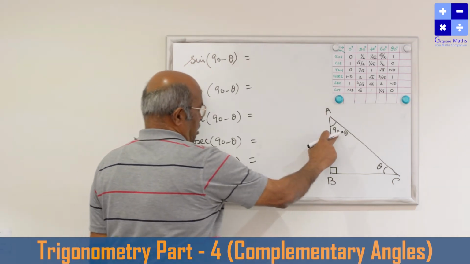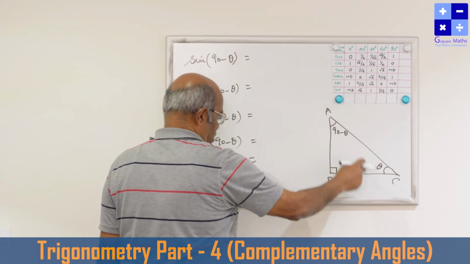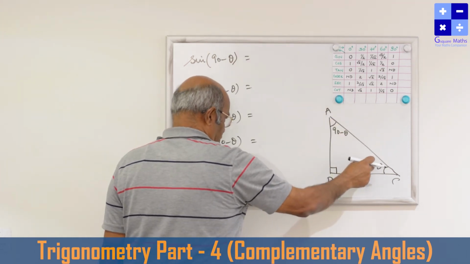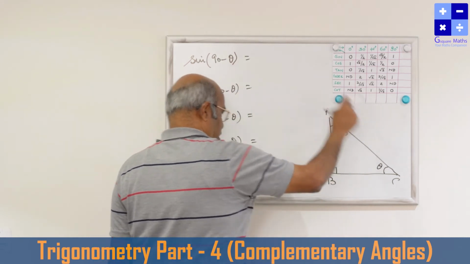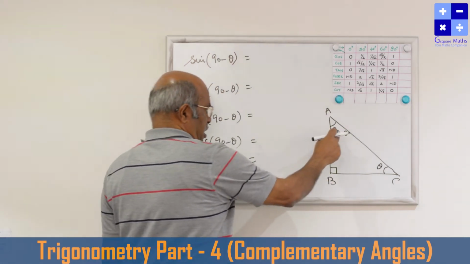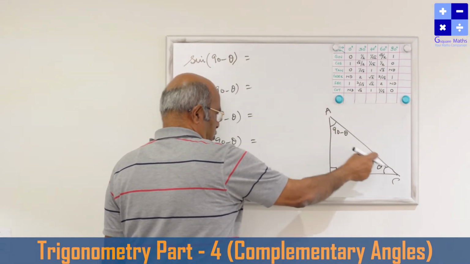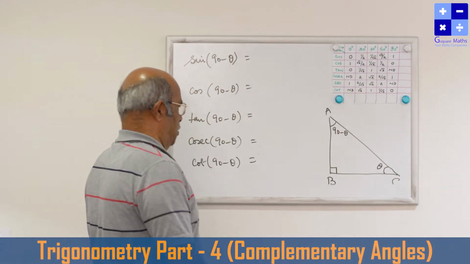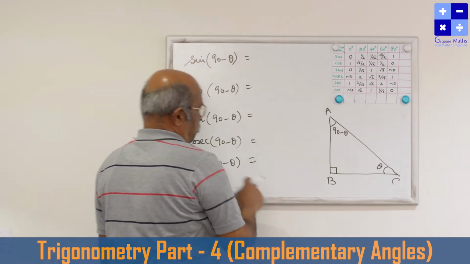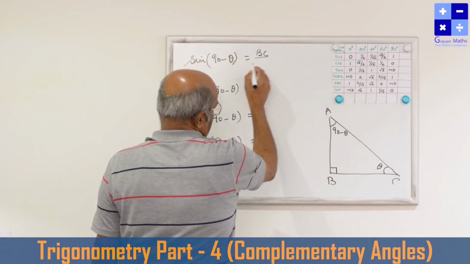Sin 90 minus theta is equal to opposite side. For this angle, this is the opposite side. Be careful, hypotenuse will remain the same. If we consider this as the angle, this is the opposite side, this is the adjacent side. Okay, let us see, sin 90 minus theta is what? Opposite side, that is BC by AC.